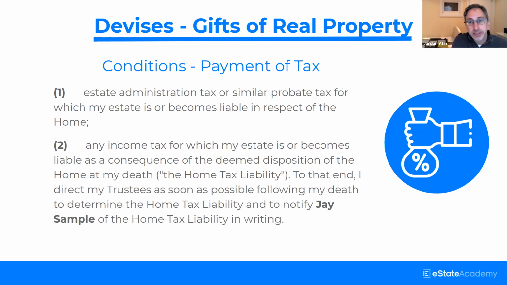So here are the two examples for payment of tax. The first one is probate tax. So you've got to pay the estate administration tax or similar probate tax, because the property might not be in Ontario, for which my estate is or becomes liable in respect of the home or whatever property you're giving. And two, we've got the drafting for the income tax. So this is the way we draft it. We say any income tax for which my estate is or becomes liable as a consequence of the deemed disposition of the home at my death. And basically I direct my trustees as soon as possible to determine that and notify the beneficiary of that in writing.